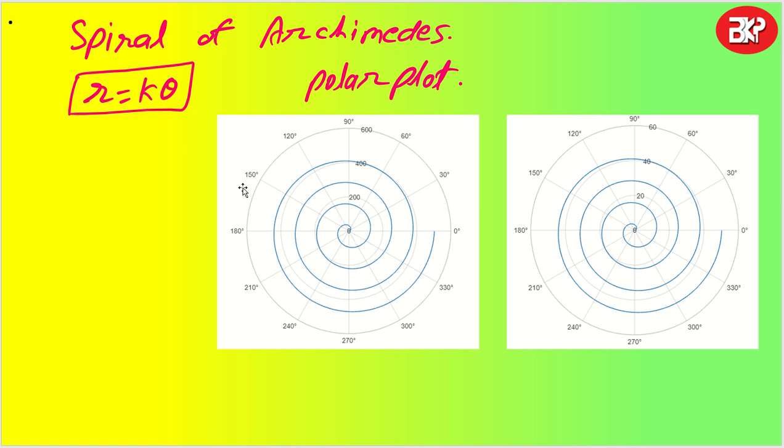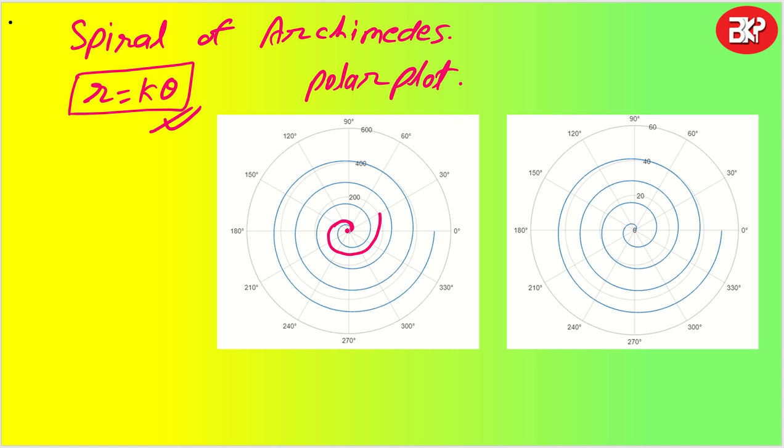So we have a spiral of Archimedes. You can see it looks like this, a spiral kind of shape, and the equation for this spiral of Archimedes is basically r equal to k theta, where k will be a constant and theta will be the angle that is varying. So if you take one of the examples, let us say this one, as theta is increasing, my spiral is increasing.